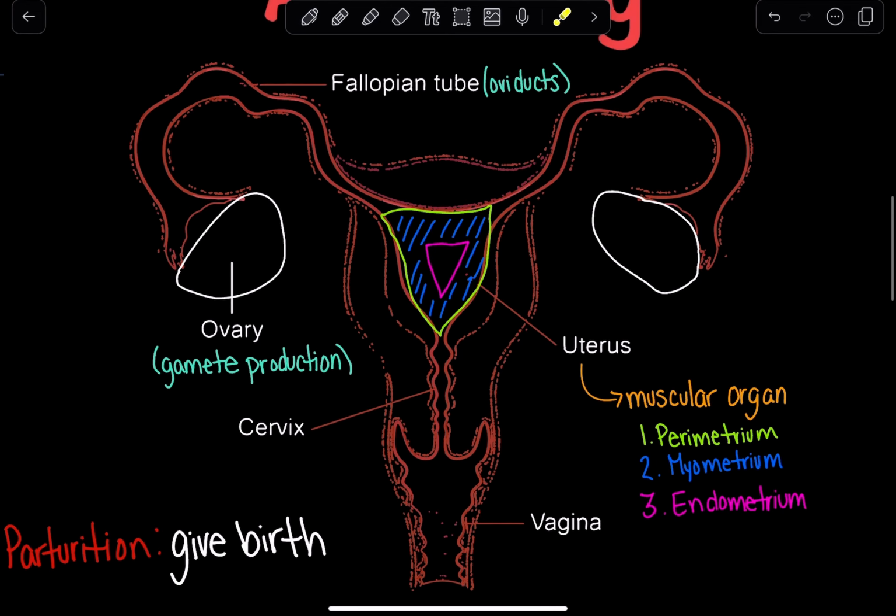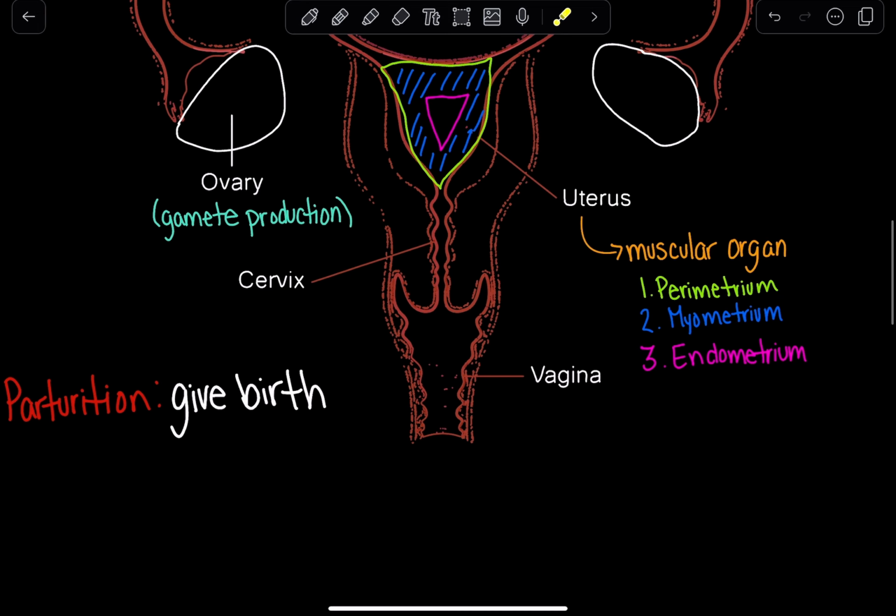Now, to quickly recap once again, the uterus is a muscular organ. It's got three distinct layers: the perimetrium, the myometrium, and the endometrium, and implantation will occur on that endometrium. And one important thing to mention right over here is that giving birth has a specific term to it, and that's called parturition. Parturition occurs when you give birth and the fetus passes through the vagina.